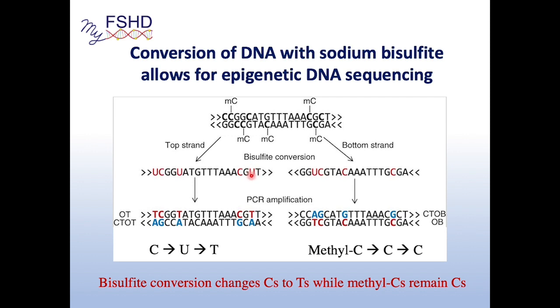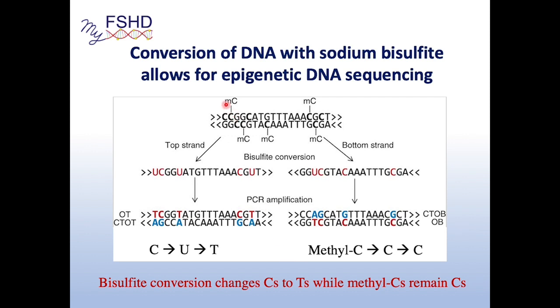All right, so it's a chemical modification of the cytosine to make it into a uracil. And so when you do DNA sequencing, anytime you see a T where there should have been a C, you know that C was unmethylated. Anytime you see a C where you should have seen a C, you know that C is methylated. So sodium bisulfite converts C's to T's while methyl C's remain C's. And by doing this bisulfite sequencing, you're able to get the epigenetic state of the DNA.